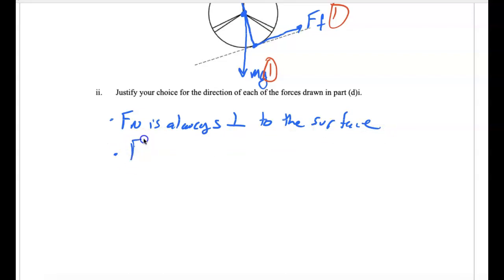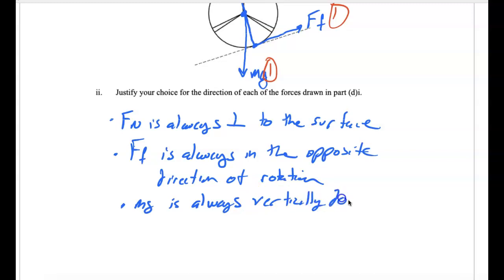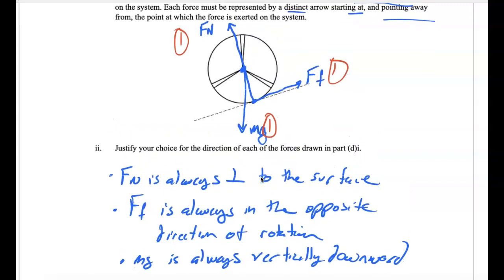We know that the force of friction for a rotating object is always in the opposite direction of rotation. And then finally, mg is always vertically downward. And so those are the explanations that you would have to have in order to get those 3 points.